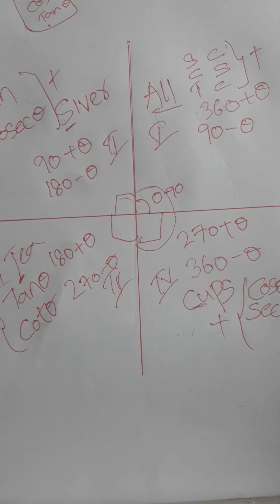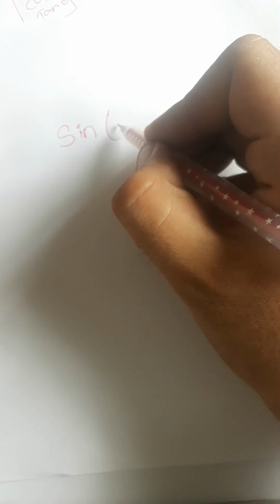This is the basic all silver tea cups quadrant. Now how to use this, let's see. First of all, let's see the angle. Sine, what could we take? Sine 120, let's take this. Sine 120 we can write in the way of sine 90 plus 30, right?